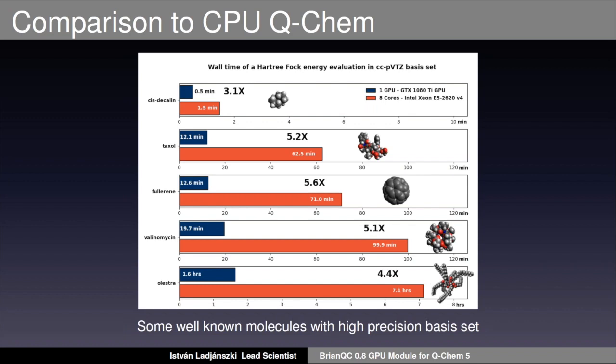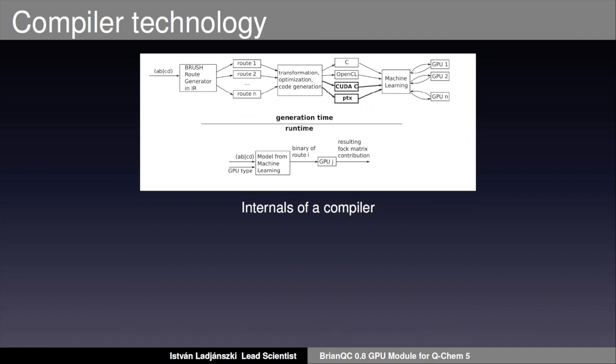So for all molecules, you can see that there are 2 bars. The lower bar is for the CPU calculation on this 8-core CPU, and the upper bar is for the GPU calculation, which was carried out on 1 GPU. And this is all in the triple zeta basis set. So after we see that BrianQC can speed up your calculation in these cases, I would like to give you a few insights on how we did this.